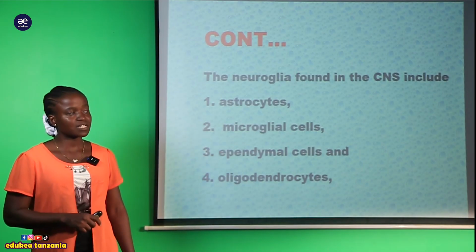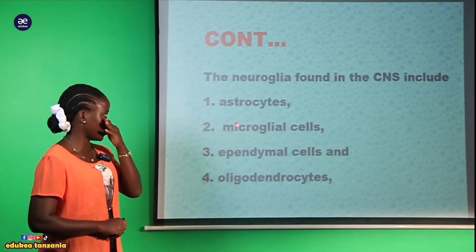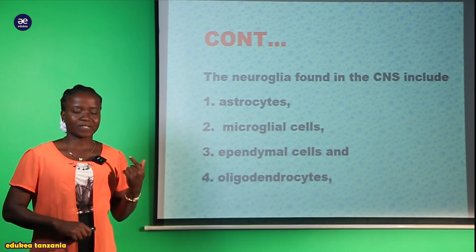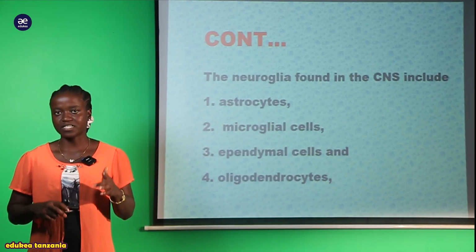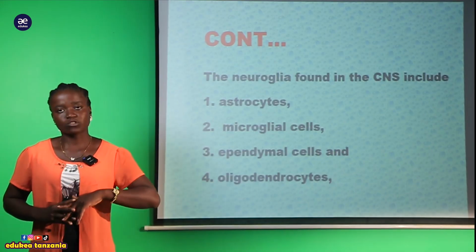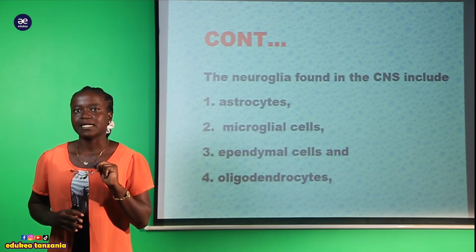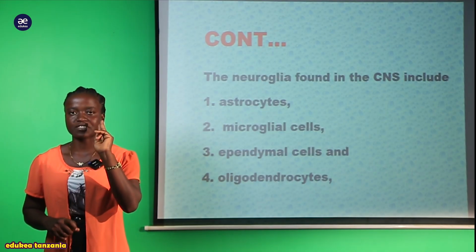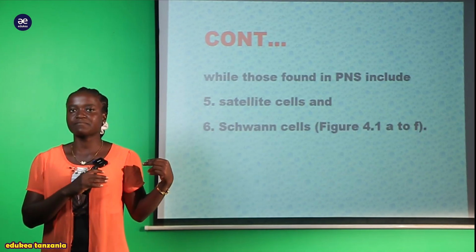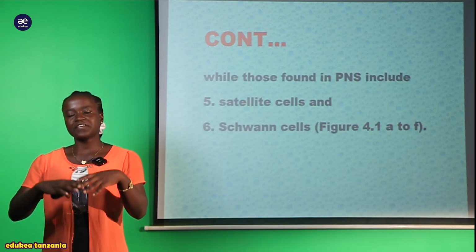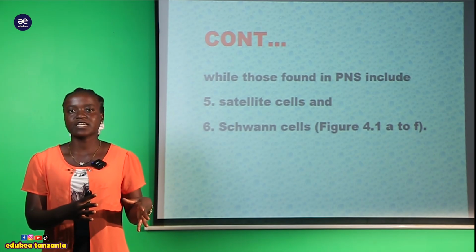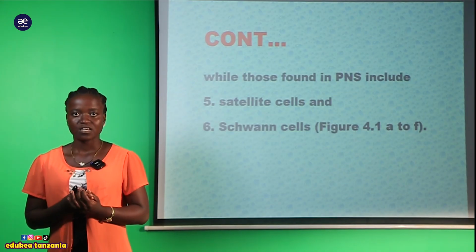Kwa hiyo hapa sasa tunazo hizi types almost 4 zinazopatikana ndani ya central nervous system. Lakini tukasema ziko types 2 ambazo zinapatikana ndani ya peripheral nervous system. Tukisema peripheral nervous system here including all of the nerves fiber, including the spinal nerves and cranial nerves.